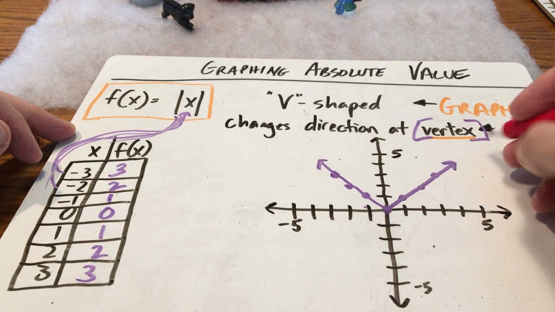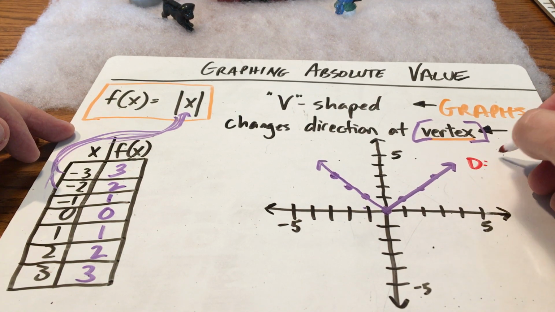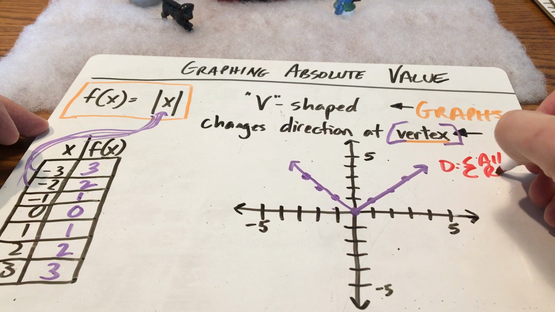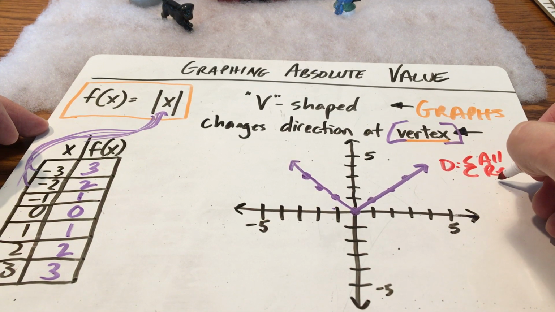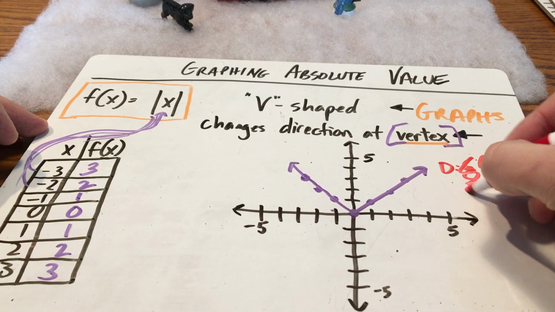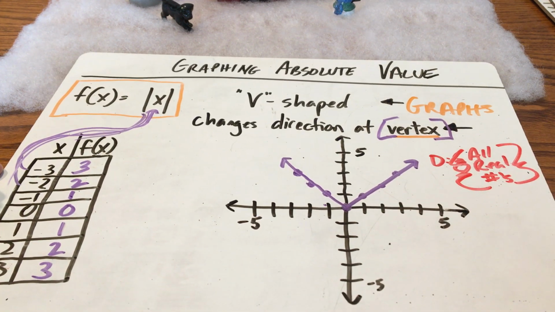So the domain of this, remember the letter D is what they use for domain. It's all real numbers. This graph takes up the entire x-axis, right? It goes forever and ever to the left. It goes forever and ever to the right. There's no stopping it in either direction.